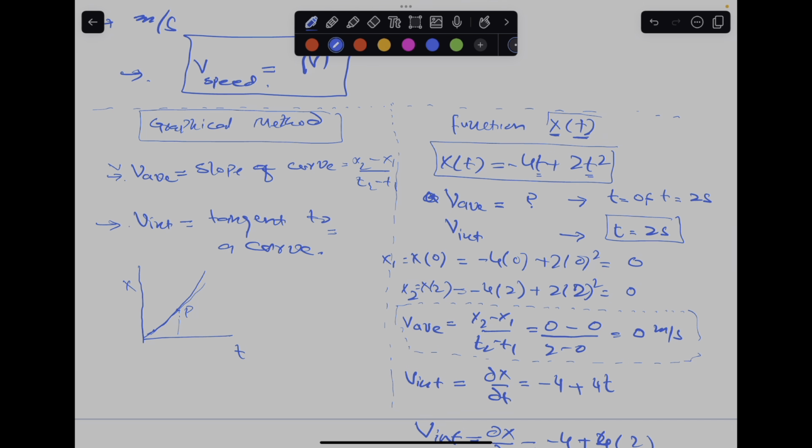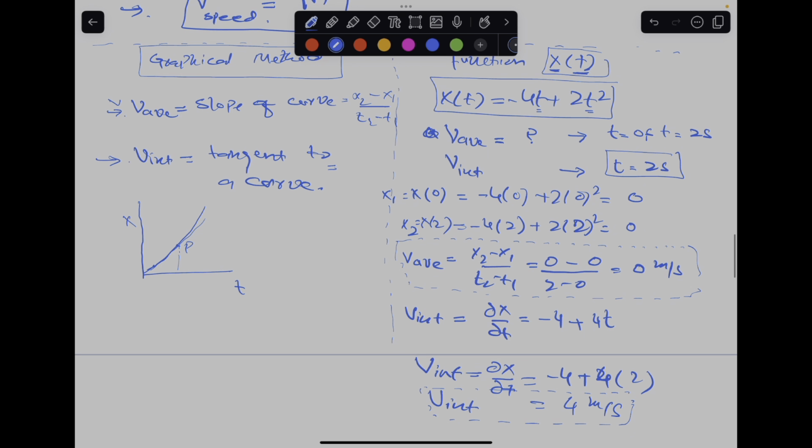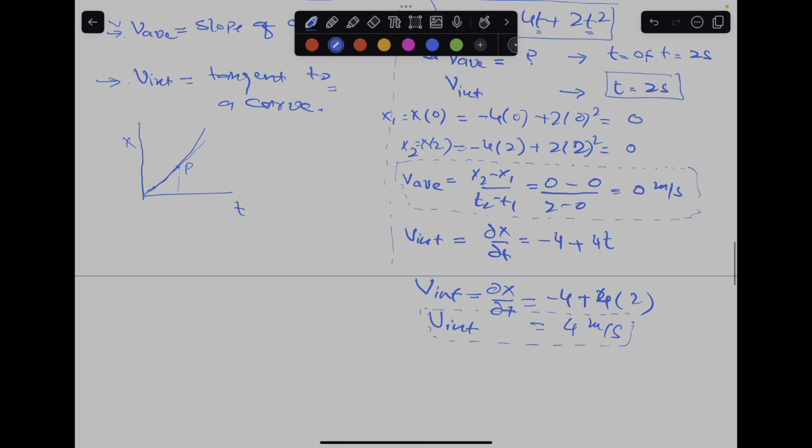If you are given a function, just calculate x2 minus x1 over the time interval for the average velocity, and for instantaneous velocity just calculate the first time derivative and put in the value of t. In that case your t is 2 seconds, so the velocity is 4 meter per second.